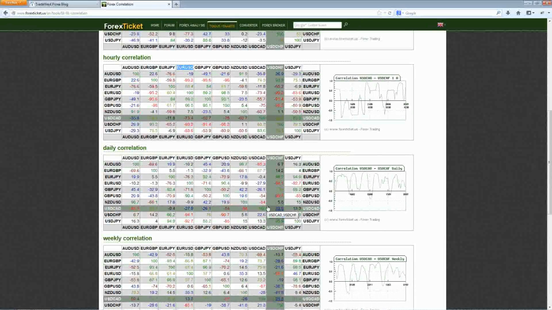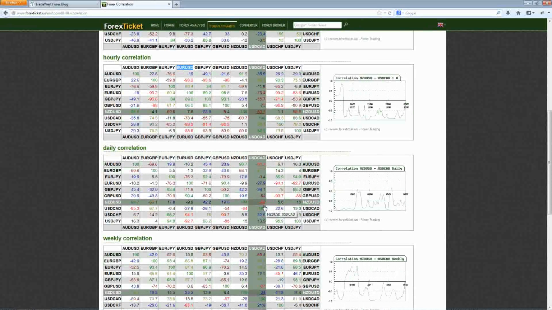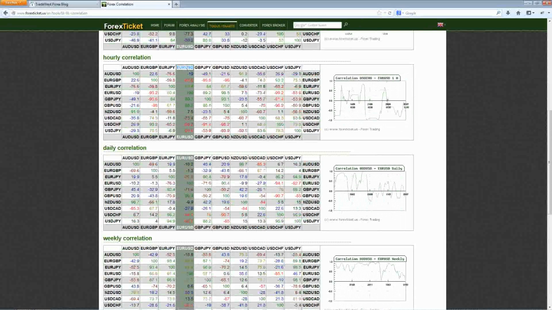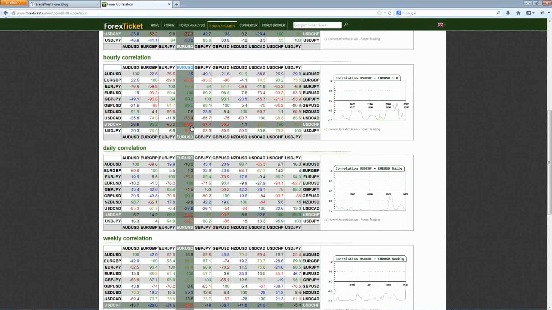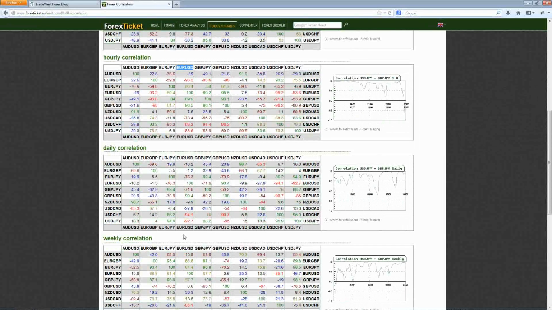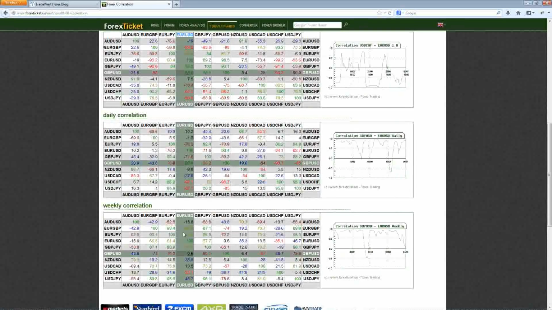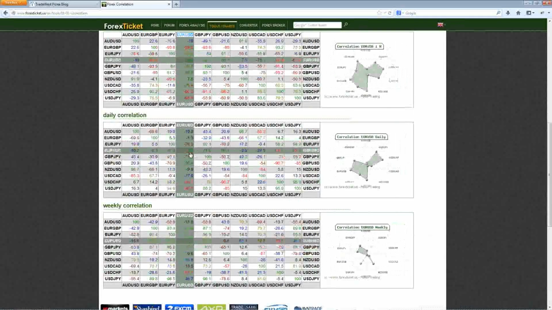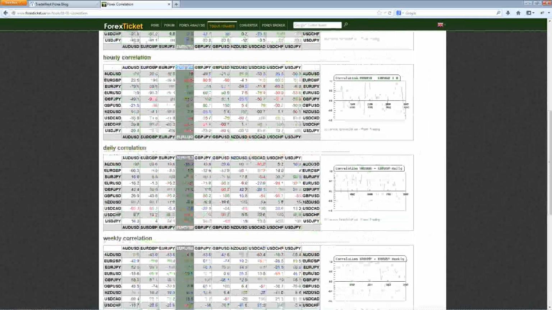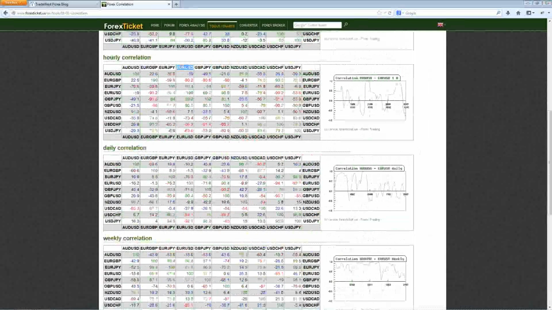So let's do this. Let's do some comparisons. We'll come back to this in a minute, but let's just go look at that euro dollar versus the U.S. franc at negative 99.2 on the hourly, negative 94.1 on daily, and even negative 85 on the weekly. So it's just really strong negative correlation. So we should expect to see these moving opposite directions. So let's go bring up some charts. And we'll take a look at this.